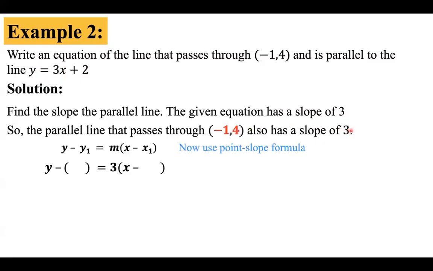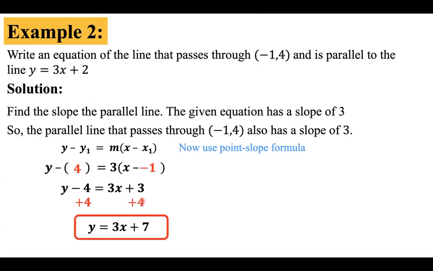Using the point slope formula, we have x1 is -1, and then y1 is +4. And of course, our m, the slope, is 3. It's the same. Now, over here, you get y minus 4 equals, before I distribute, this turns into a positive because two negatives make a positive. So we have y minus 4 equals 3x plus 3. To isolate the variable y, we're going to add 4 on both sides. And that will give you y equals 3x plus 7 as the final answer.